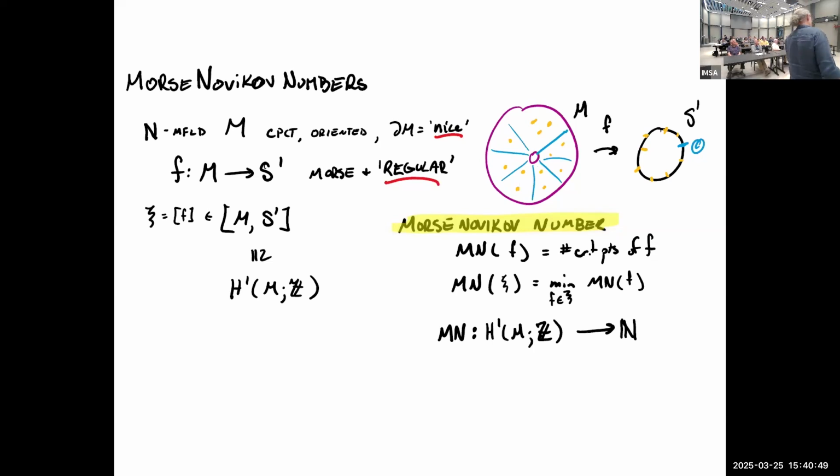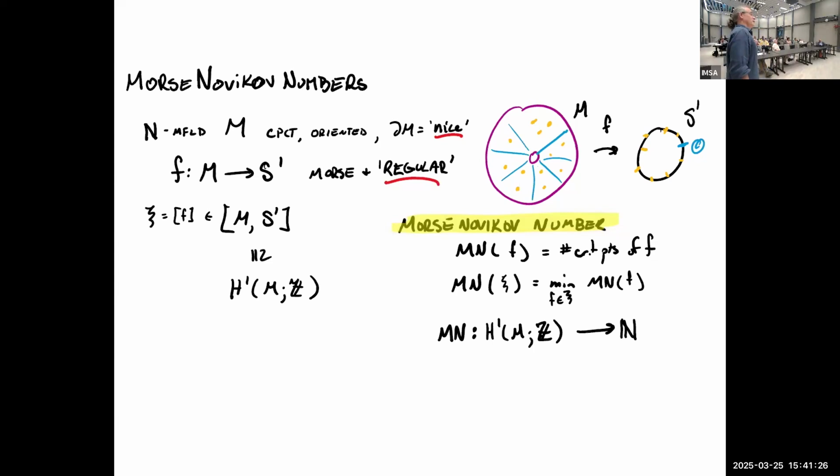Calling it Morse-Novikov number is borrowing or extending an existing notion. Zero? I do want to include zero, because that would be like a null homotopic map to the circle. So the zero class, you could think of as a constant map of your manifold to the circle. Is that capital N? Oh, capital N. Yes, good question. I'm going to let N0 be the naturals.